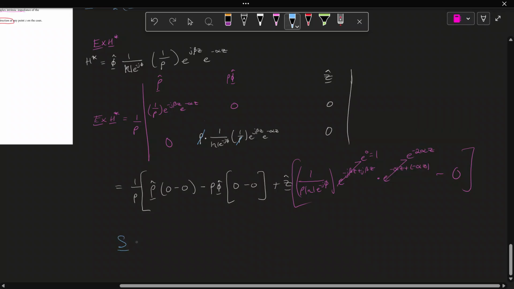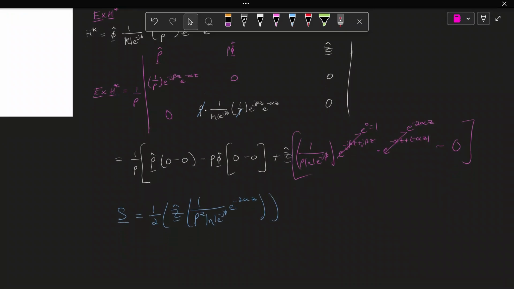But we know the complex Poynting vector is equal to 1 over 2 times that. So then we have 1 over 2. We can keep it like that. And then we have the z component. 1 over rho times 1 over rho is 1 over rho squared. Magnitude e to the negative j phi times e to the negative 2 alpha z. Okay, that looks about right.